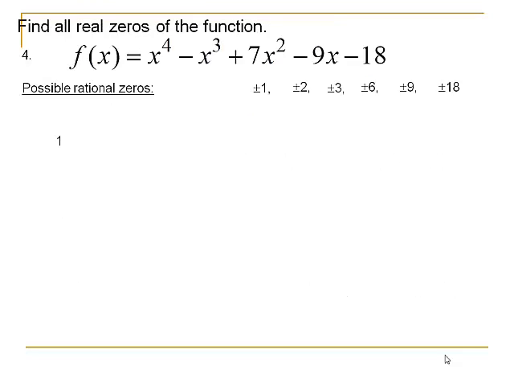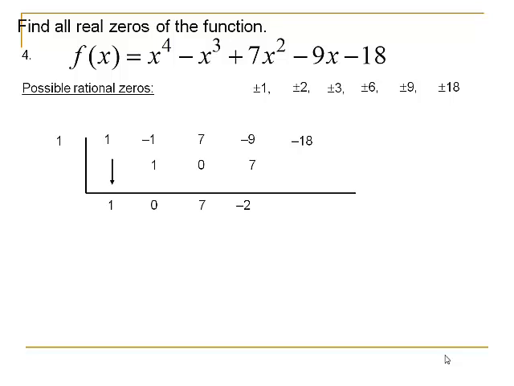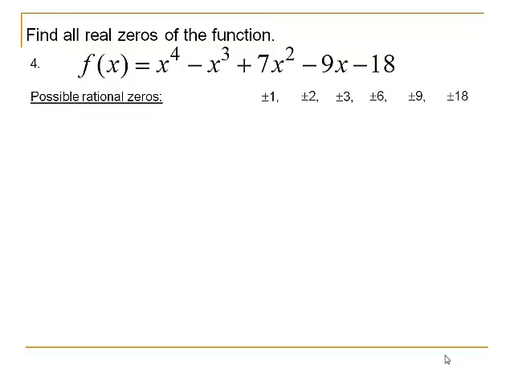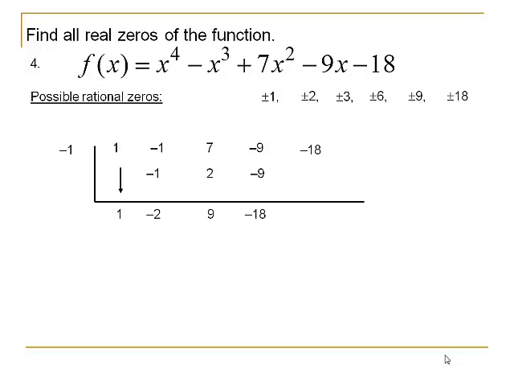Now I'm going to start trying them synthetically. So first I try 1. So here's the synthetic division. Bring that down. Do the synthetic division. Didn't work. Sad face. Okay, let's try again. Negative 1 this time. Bring that down. That works. All right, so I'm left with x cubed minus 2x squared plus 9x minus 18.